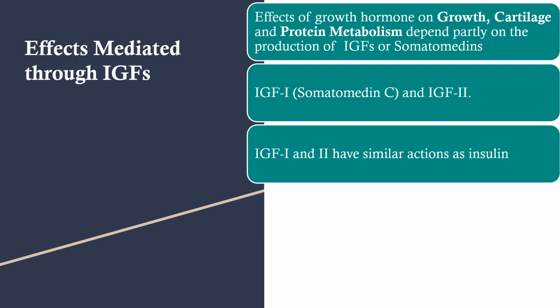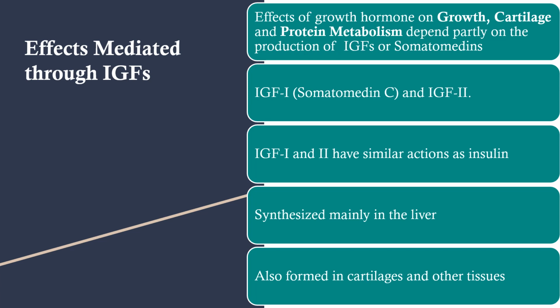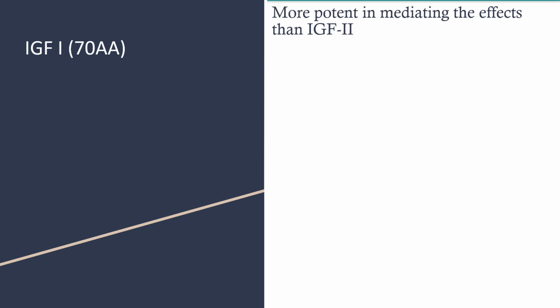IGF-1 and 2 have similar actions as insulin, and that is why they are called insulin-like growth factors. They are mainly synthesized in the liver. They are also formed in the cartilages and other tissues. IGF-1 is more potent in mediating the effects of growth hormone than IGF-2.